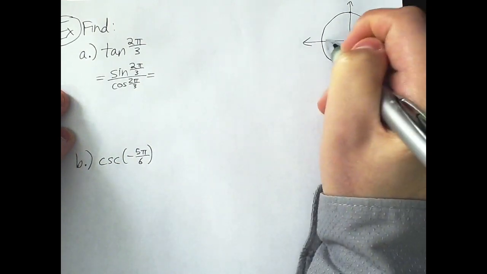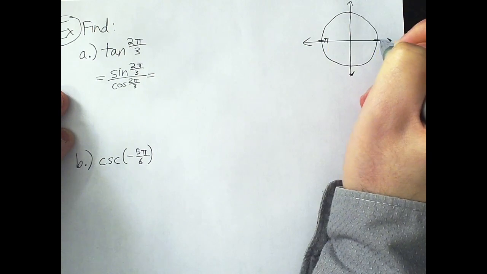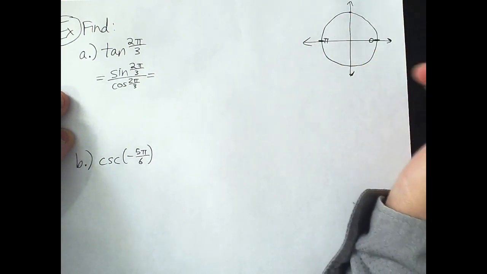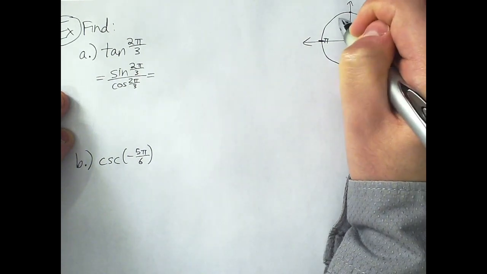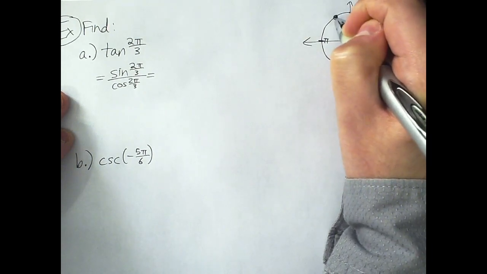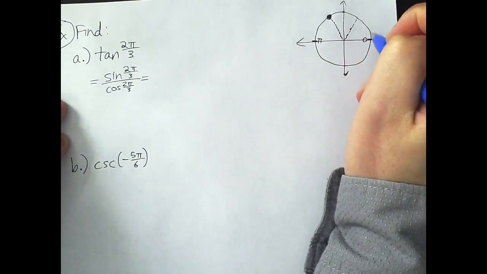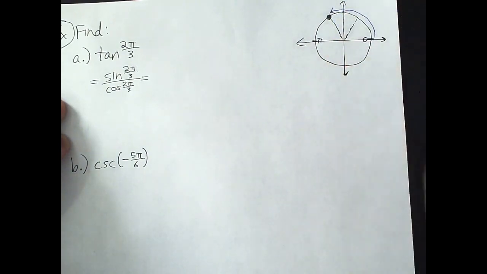2/3 of pi. So pi is here, and I want to start at the usual starting point, and I want to go 2/3 of the way to pi. This would be 1/3 of the way. This would be 2/3 of the way. Can you see that? 2/3 of pi goes 2/3 of the way to pi.